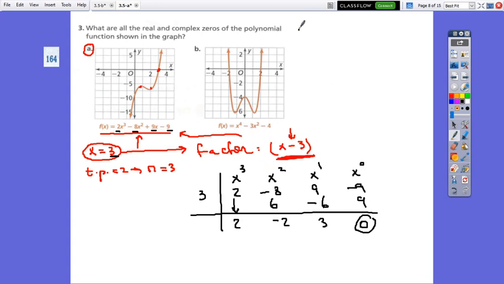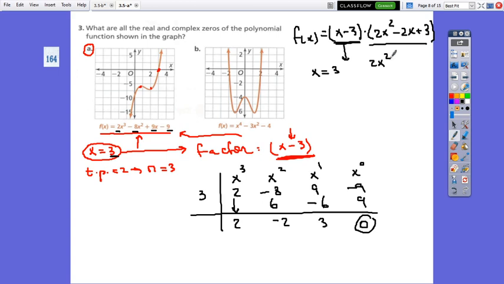So f of x, in factored form, is x minus 3 times 2x squared minus 2x plus 3. So from the first factor, x equals 3, and from the second one, 2x squared minus 2x plus 3 equals 0. This quadratic cannot be factored. Very easy to observe, delta, it is negative.